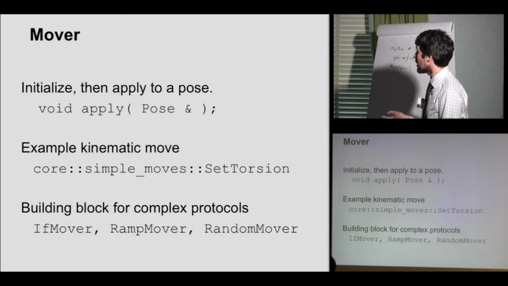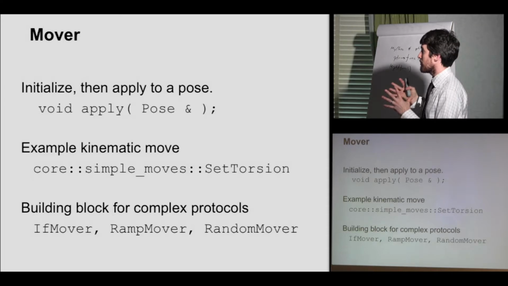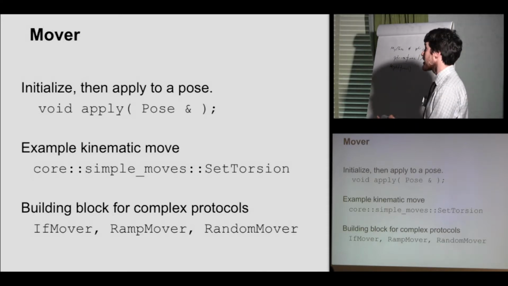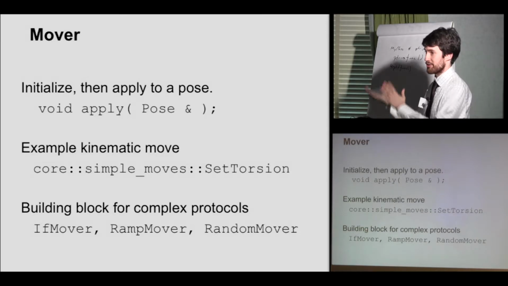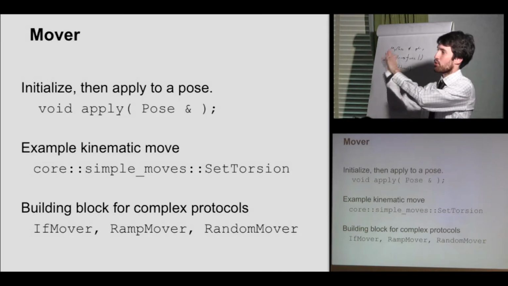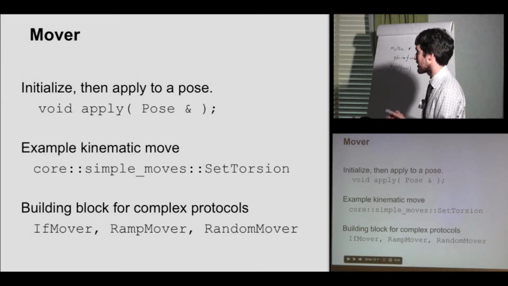So a mover is an abstraction for something that takes a pose and applies something to the pose. The classic example is the set torsion mover. Here you take a pose, you give it a specific residue and a specific angle, and you set the value of that torsion angle. So it just takes a whole structure and torques it around by one torsion angle.